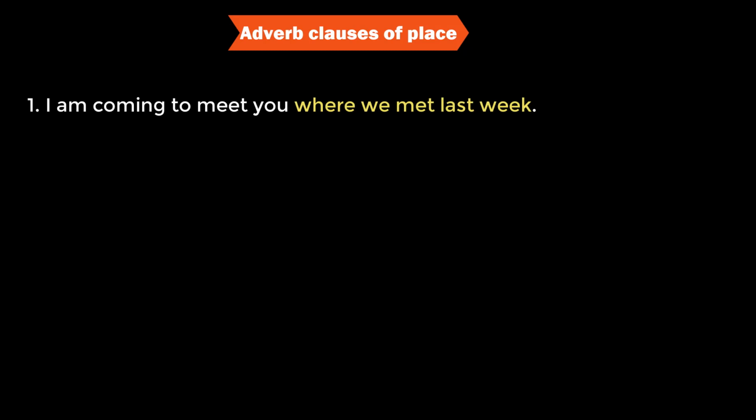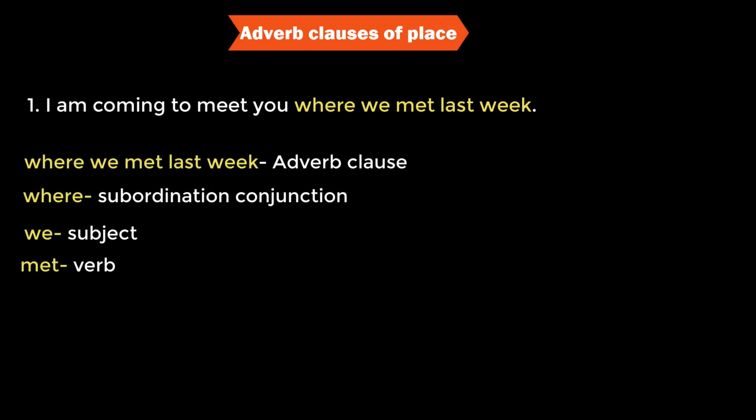Alright. Now let us look at the next example. I am coming to meet you where we met last week. So "where we met last week" is our adverb clause. Where is the subordinating conjunction coming at the beginning of the clause. We is the subject, met is the verb.